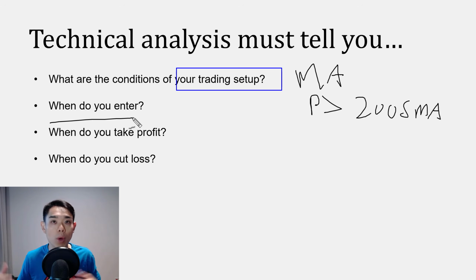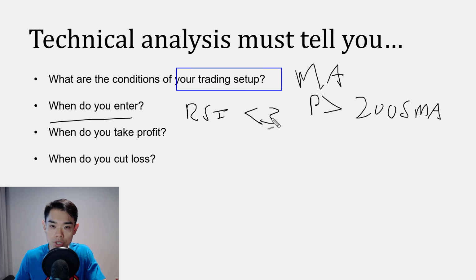Next one, when do you enter? You're looking to buy on a pullback. So what technical analysis tools can you use to help you define a pullback? There are many out there. For example, in this case, let's say we go with the RSI, okay? We are looking to make sure that the RSI value, let's say, is below 30, for example, to define the pullback. And you enter maybe, let's say, when the RSI is below 30. That's an example.